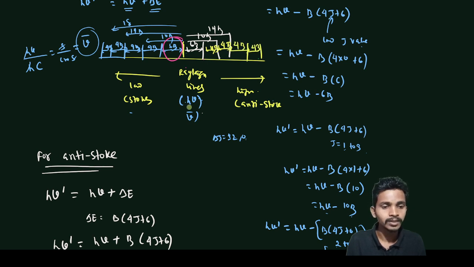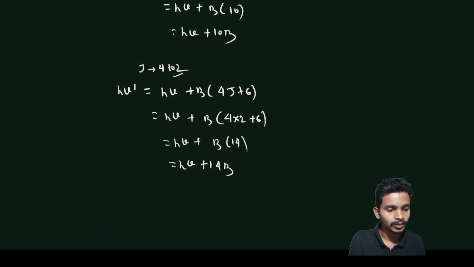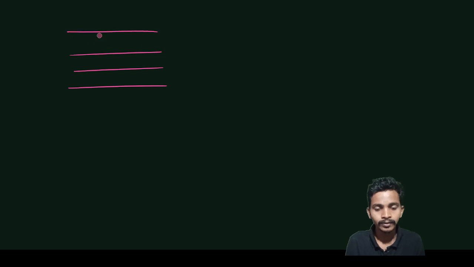The gap is 4b, 4b, 4b. Okay, so if I draw these pictures here, let's summarize it. So first is Rayleigh lines. Here, whatever the energy gives, suppose from here to here, this is, let's say, j equal to 0, j equal to 1, j equal to 2, j equal to 3.